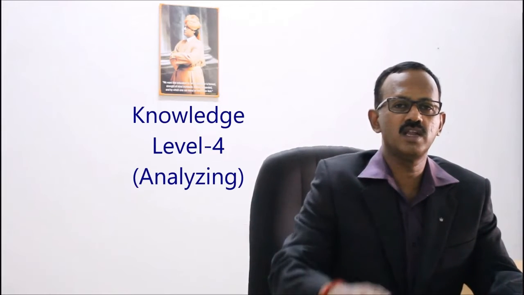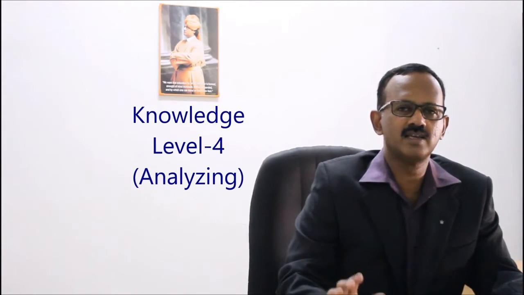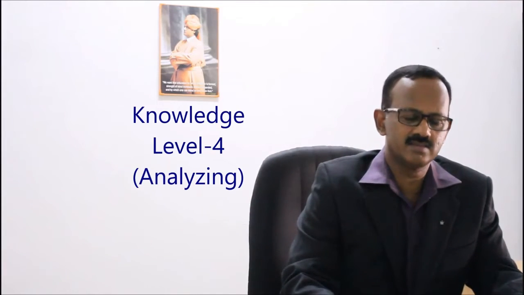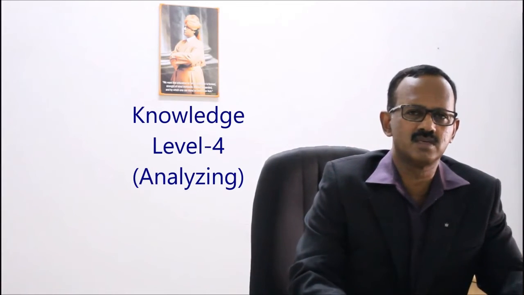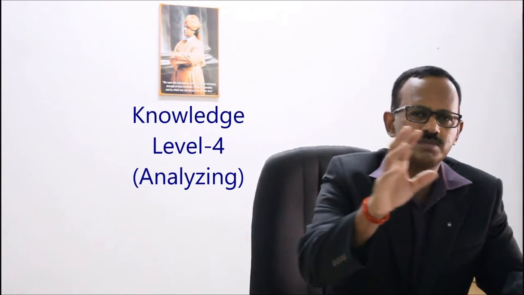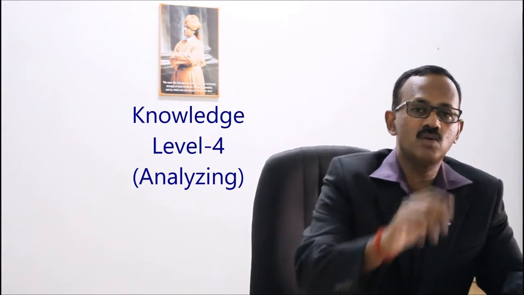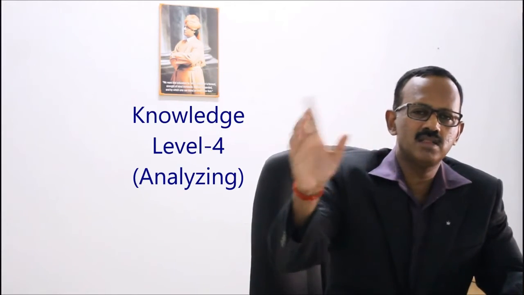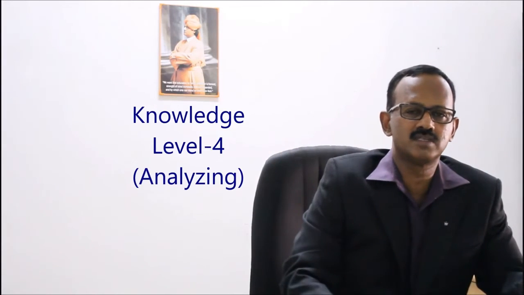Now the fourth knowledge level, K4, is analyzing. Let us first look at the meaning of analyzing. Any system will have subsystems, and you are supposed to look at a system as subsystems. If something goes wrong or goes well in one of the subsystems, it will definitely have an impact on one of the other subsystems.